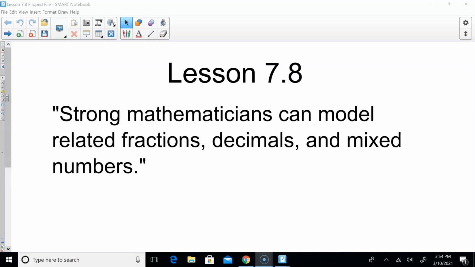Welcome class, lesson 7-8. Today, strong mathematicians can model related fractions, decimals, and mixed numbers. Please take out your notebook and a pencil, write down today's date and the lesson, and we're going to cannonball right in.